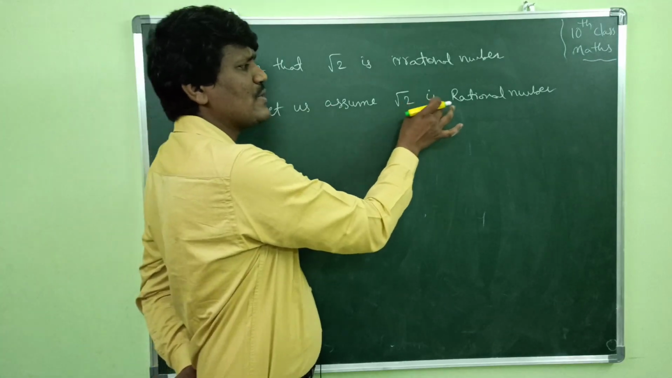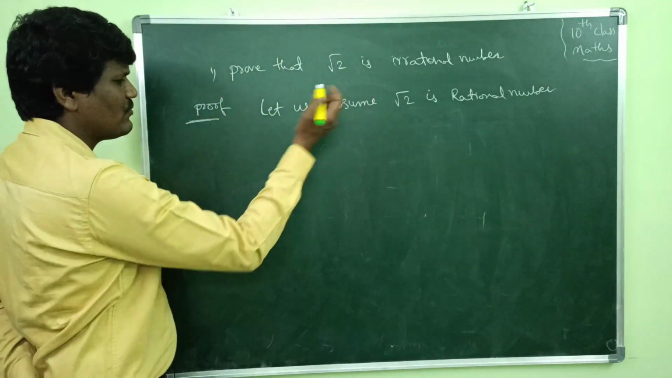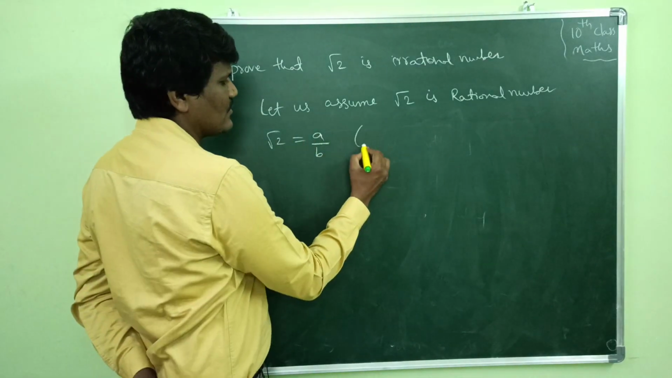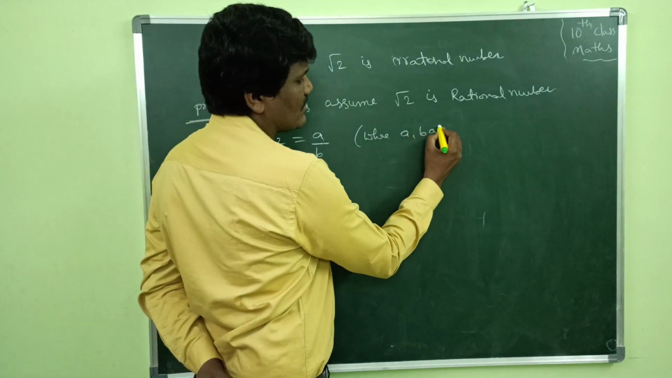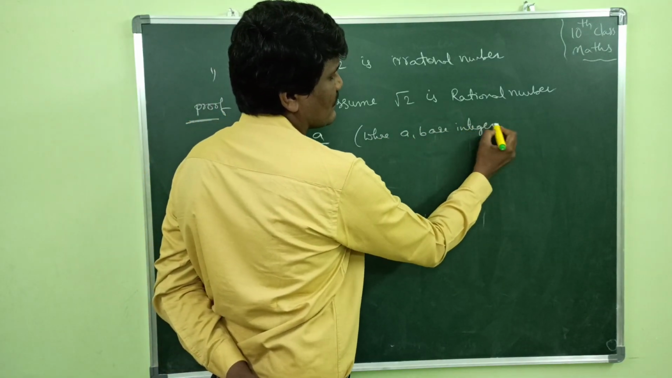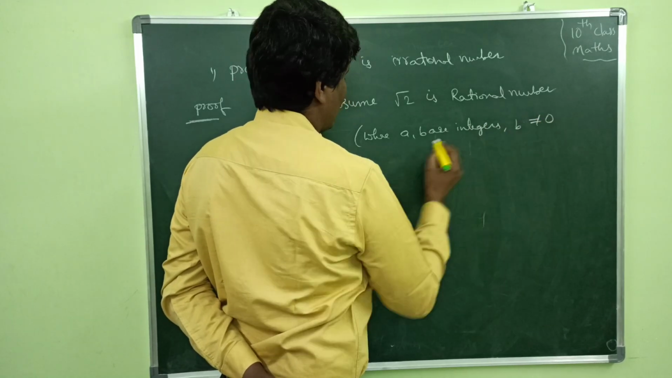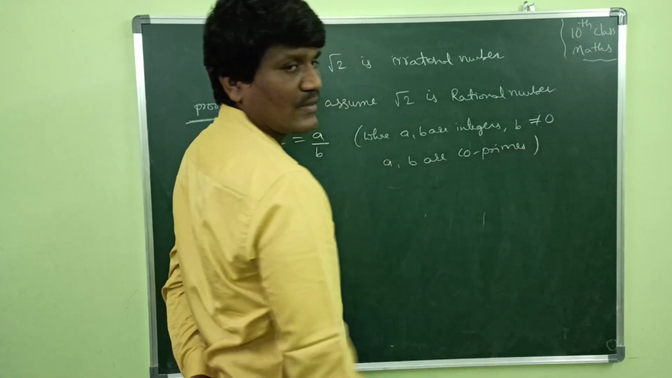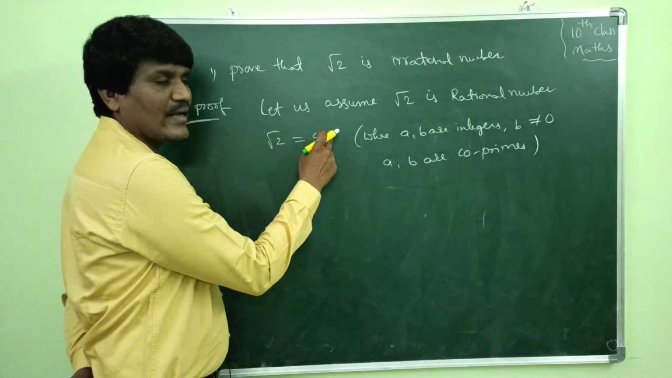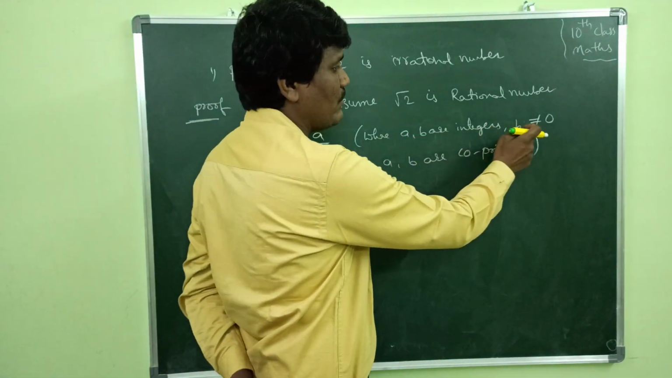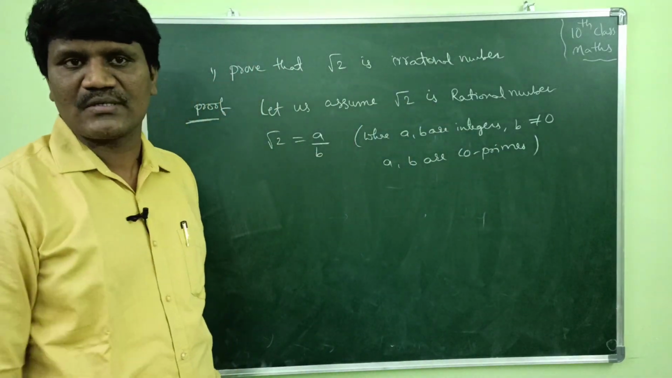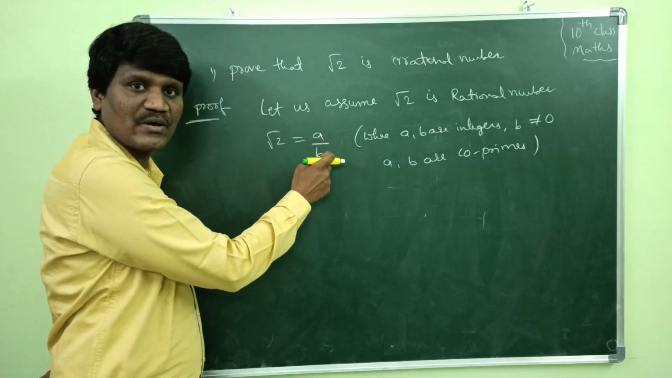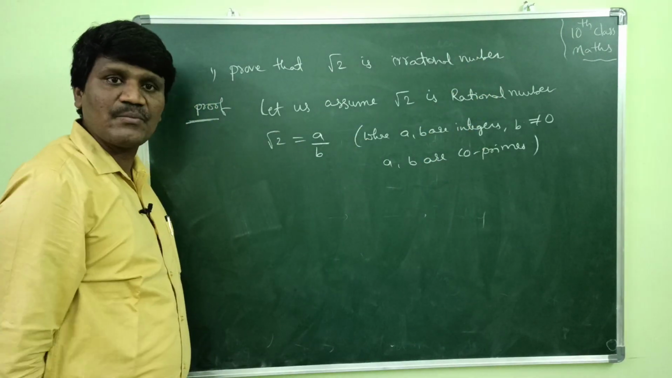See, let us assume root 2 is a rational number. Then, if it is a rational number, I can write root 2 is equal to a by b, where a, b are integers, b not 0, and also a, b are co-primes. This you take always. If I take root 2 as a rational number, then I can write it in the form of a by b, where a, b are integers, b not 0, a, b are co-primes.